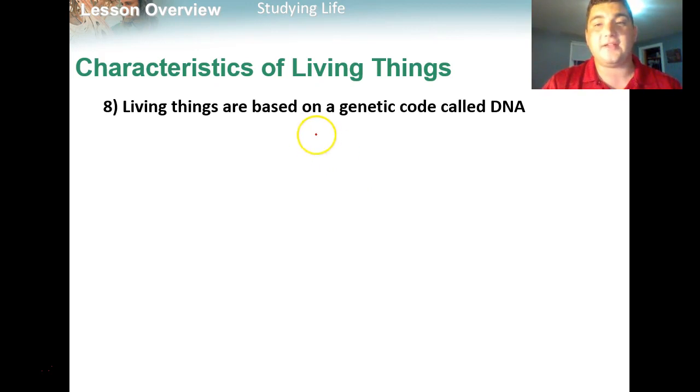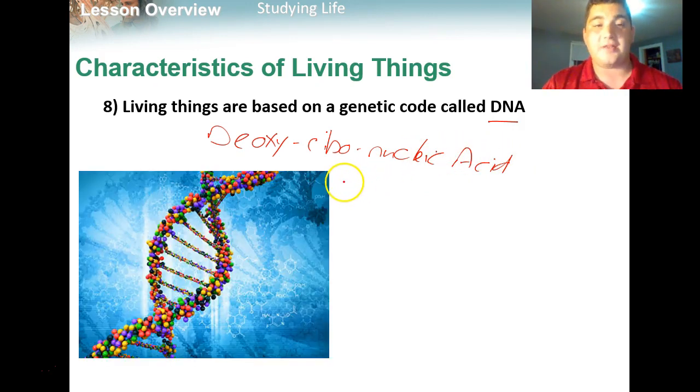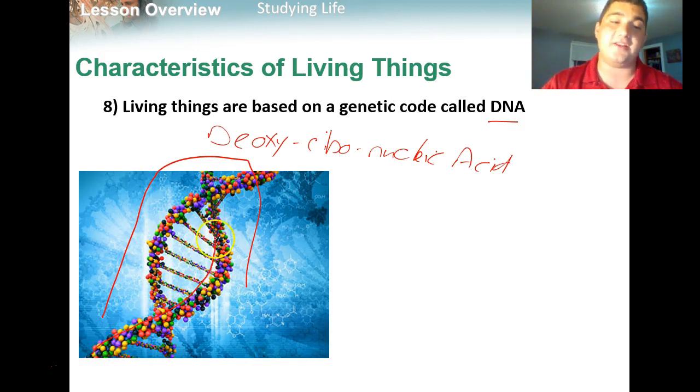Number 8, living things are based on genetic code called DNA. And DNA stands for deoxyribonucleic acid. Deoxyribonucleic acid. This is a chemical molecule which stores all the information for life. So every characteristic that makes you you is found in your DNA. It has a structure like a spiral staircase almost, a double helix.